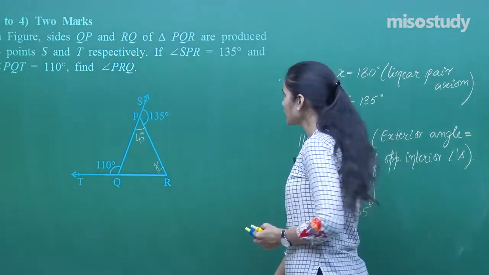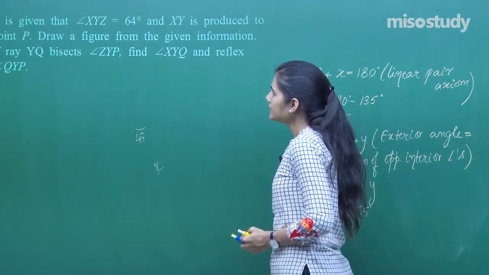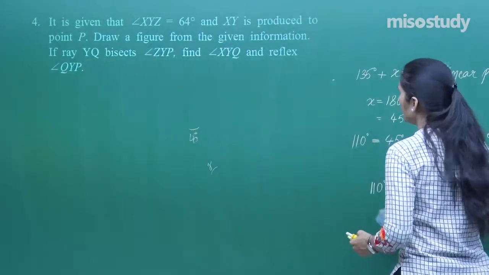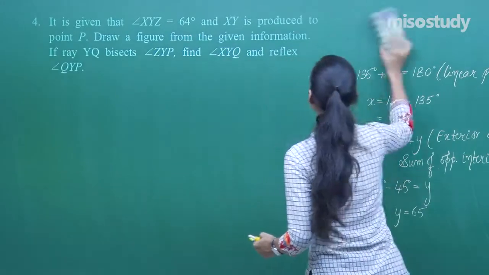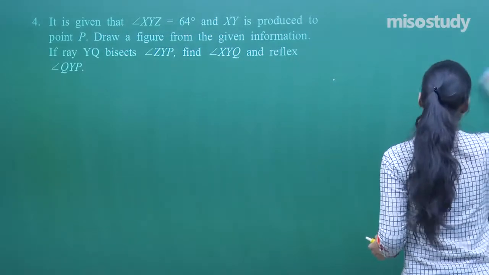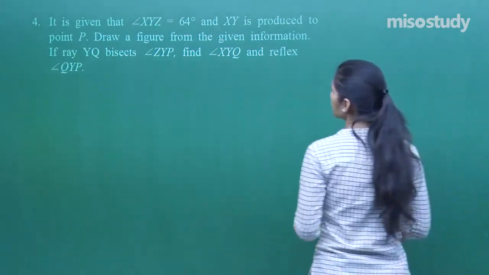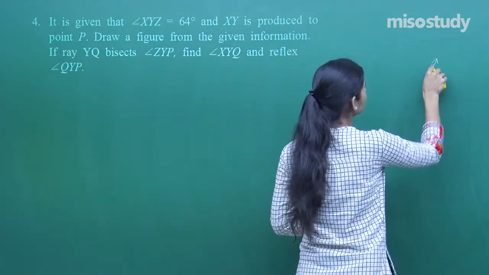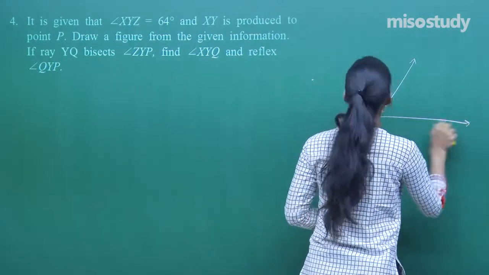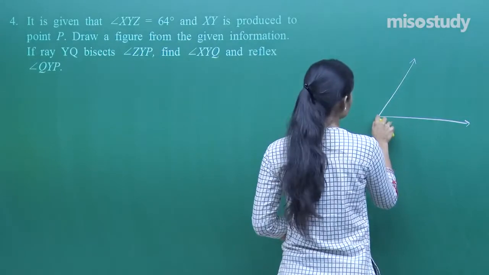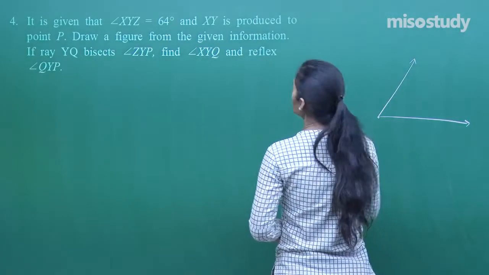Okay, let's look at the next question. It says that there is an angle, namely angle XYZ, given to you as 64. The diagram is not given, there is some angle given to you as 64. XY is produced to point P.